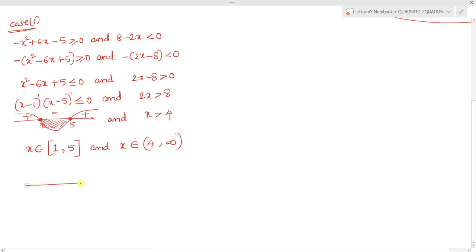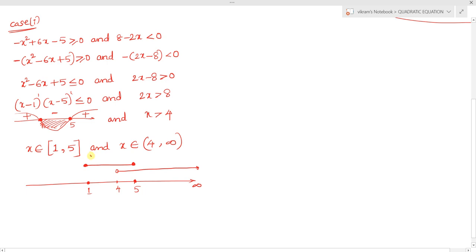Now represent on a scale. The values of x are 1 to 5, so 1 and 5 are represented with dots. And next, what is the other one? 4. Okay, now it is from 4. 4 is not included in this one, and it is from 4 to infinity.